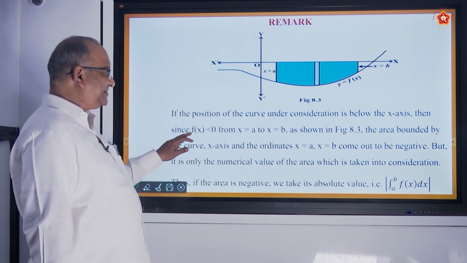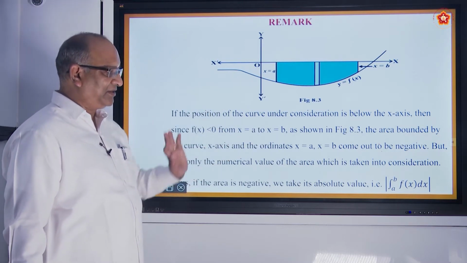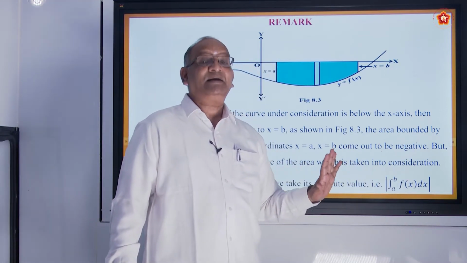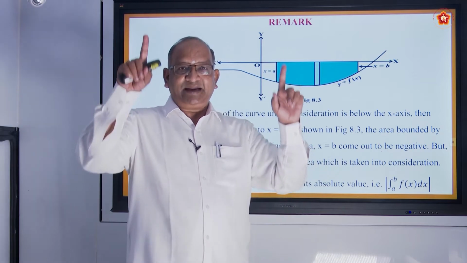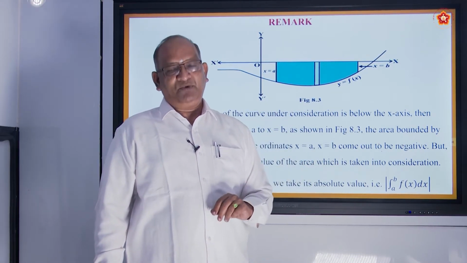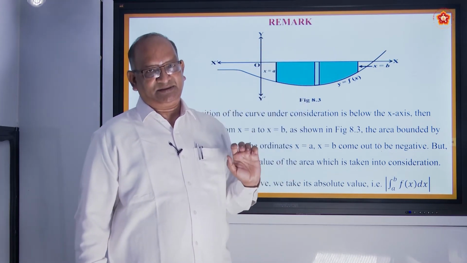When f(x) is less than 0, from x equal to a to x equal to b as shown in the figure, you are going to get integral a to b of f(x) dx only, but that will be negative. So, we are taking the absolute value so that the answer is going to be positive. When does it happen? When the curve is below the x-axis.